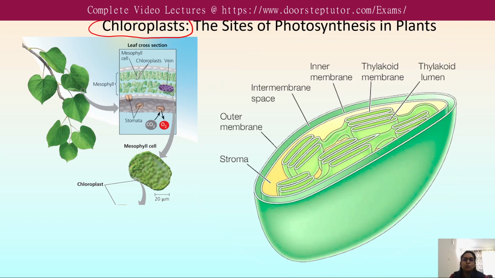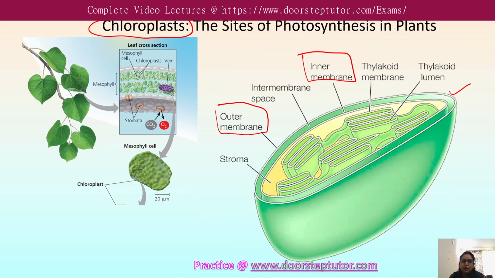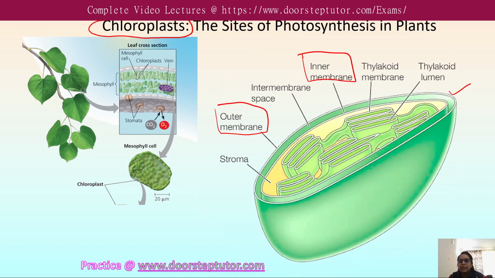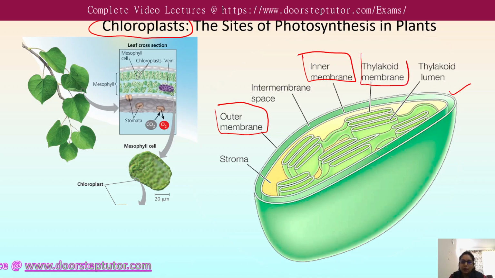So this is called the site of photosynthesis in a plant, and this is the structure of the chloroplast, where we can see that it is a double membranous organelle composed of an outer membrane and an inner membrane. So they have two membranes in the envelope, and the chloroplast also contains a third internal membrane system, known as the thylakoid membrane, and the thylakoid has a lumen structure also.